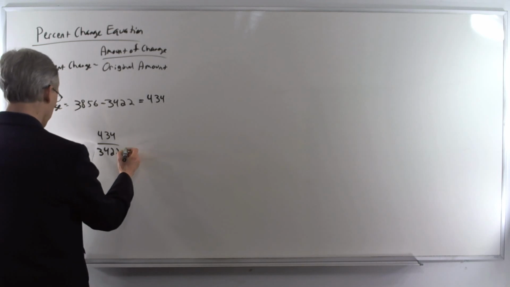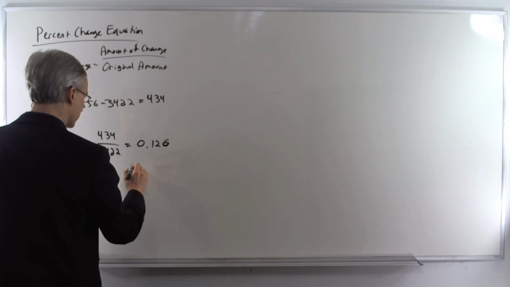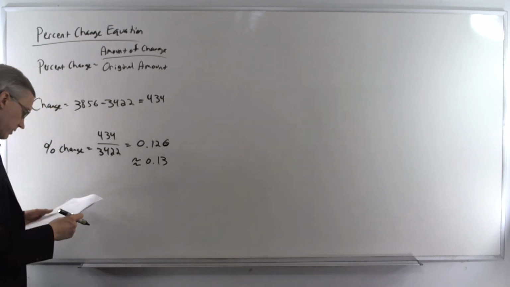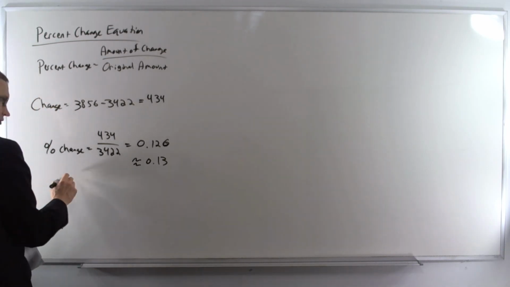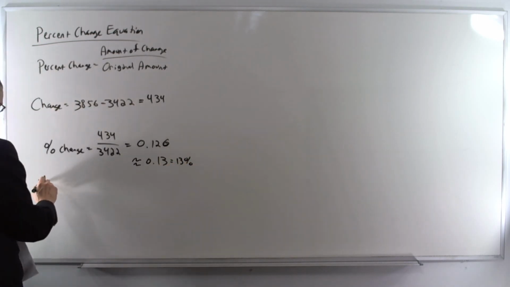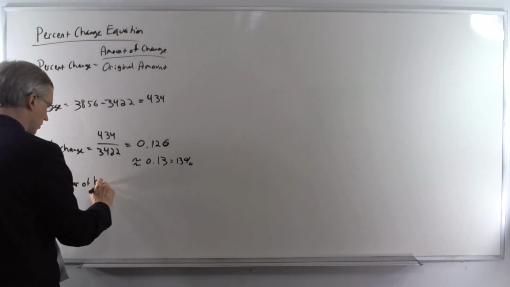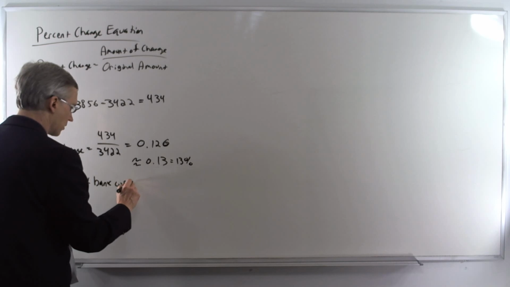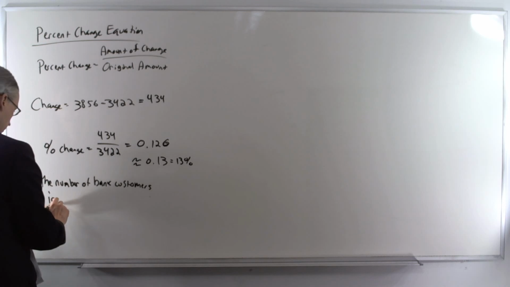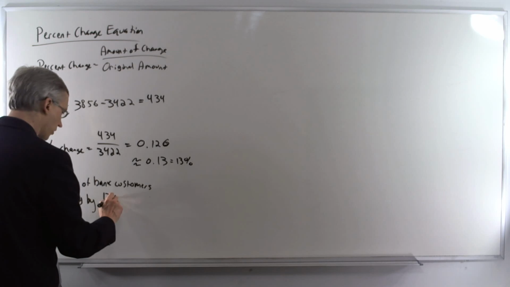I divide these out and we get 0.126, which is approximately equal to 0.13. So that is a 13% increase. So the number of bank customers increased by 13%.